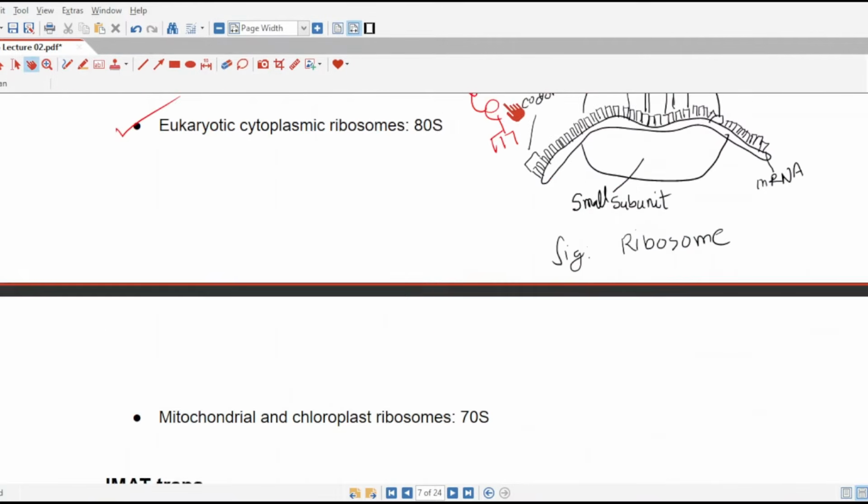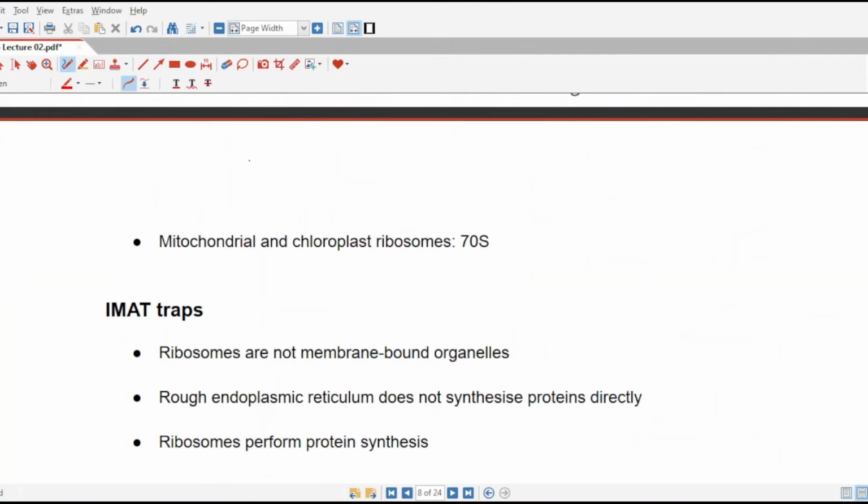All right. And what about mitochondria and chloroplast ribosomes? Don't forget that mitochondria and chloroplast do have their own ribosome, and that is 70S, and that resembles prokaryotes. What are the IMAT traps? The first IMAT trap is that ribosomes are not membrane-bound organelles. All right. There are some other examples that can be tested on the exam. The first one we have already said, ribosome doesn't have any membrane.